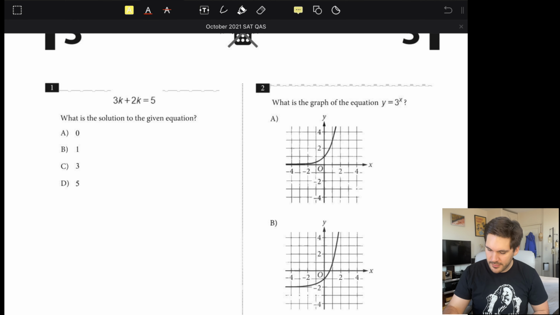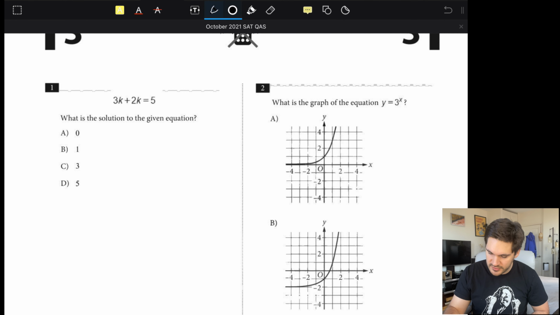Number 1. 3k plus 2k equals 5. What is the solution to the given equation? Super easy. 5k equals 5. And so, of course, k just equals 1.